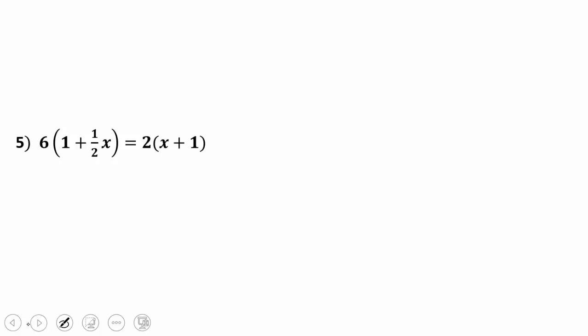Well, this one looks kind of crazy, so we're going to have to use the distributive property twice. You might as well get started with the 6 times the 1. That gives me 6, and 6 times 1/2 x gives me 3x, because half of 6 is 3, equals 2 times x is 2x, and 2 times 1 is 2.